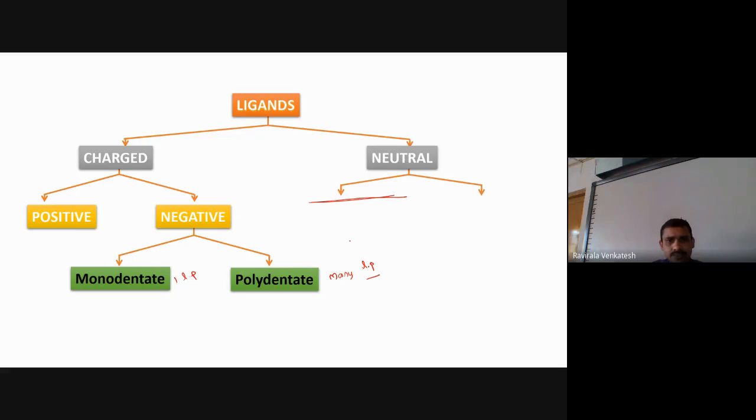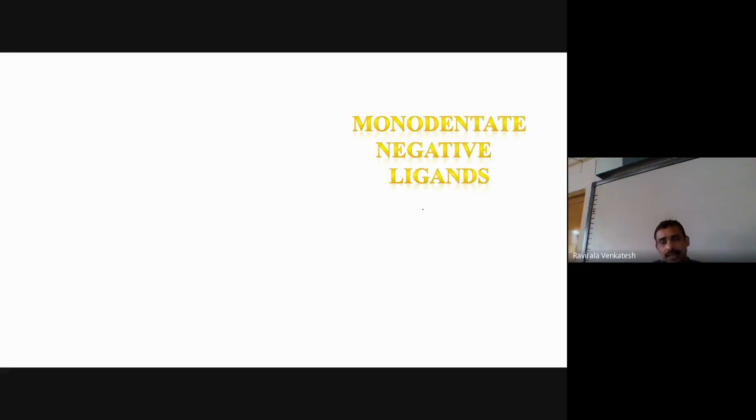For neutral ligands, again, it is the same classification: monodentate and polydentate. In most of the examples you observe either negative or neutral ligands. Positive ligands are very few; one is NO2 plus, and the other is NO plus. Only 2 are there. So negative and neutral ligands are classified into 2 types: monodentate and polydentate. Polydentate may be classified into bidentate, tridentate, tetradentate, pentadentate, and so on.